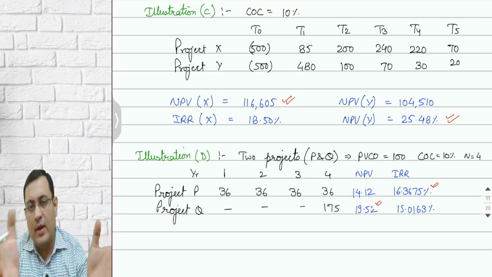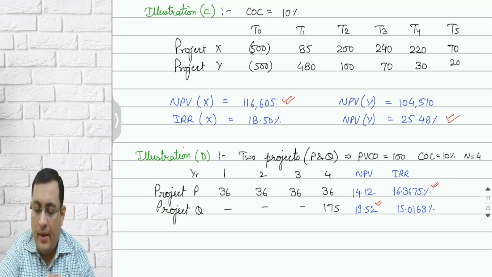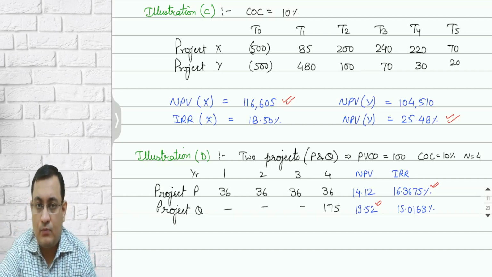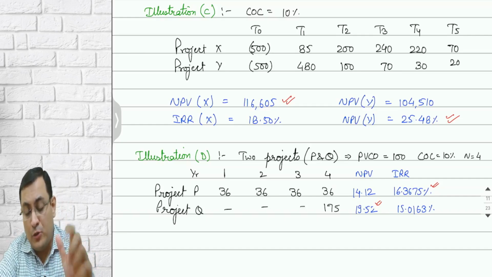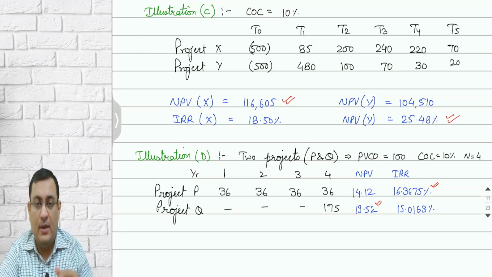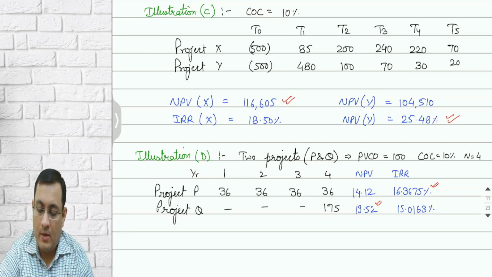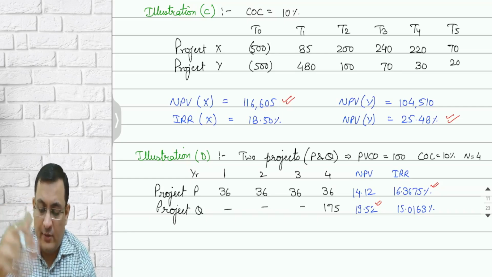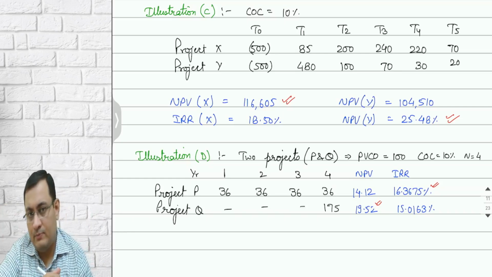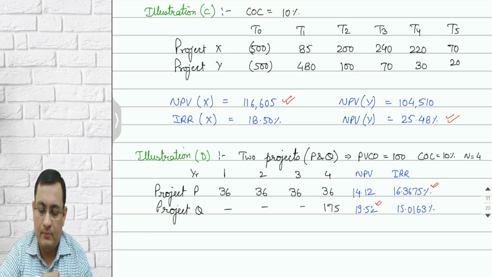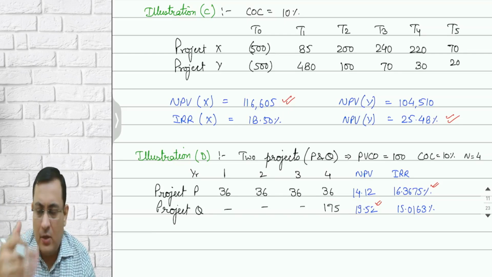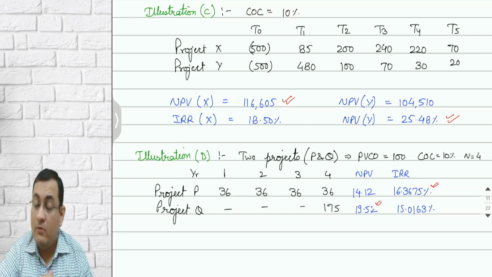Cost of capital, required rate is not available. And the question asks us which project will be always acceptable, or in which range of required rate? So if COC is not available, we cannot calculate NPV. We cannot calculate NPV, but the pattern of these two projects, we can compare.